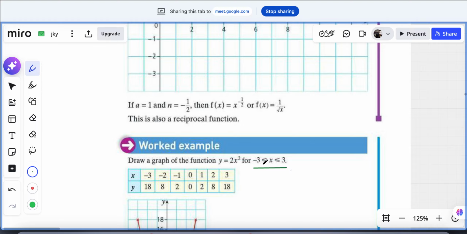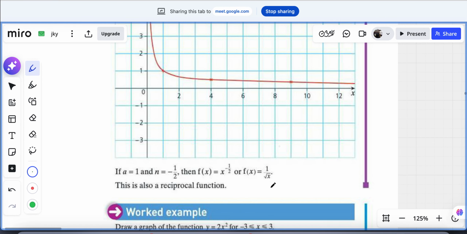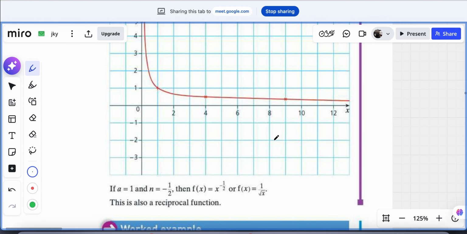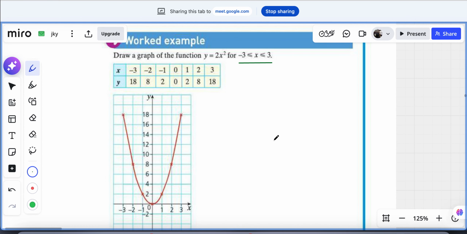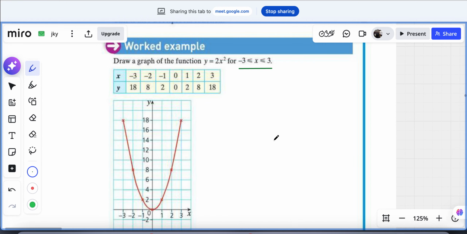Just choose values for the domain and get your tables of values, okay? Look at worked examples. Choose your domains, that's the values of x, and plot the graph. Plot this 1 over root x. If you plot 1 over root x, you will get a graph like this. Is that okay? Now let's go to examples.